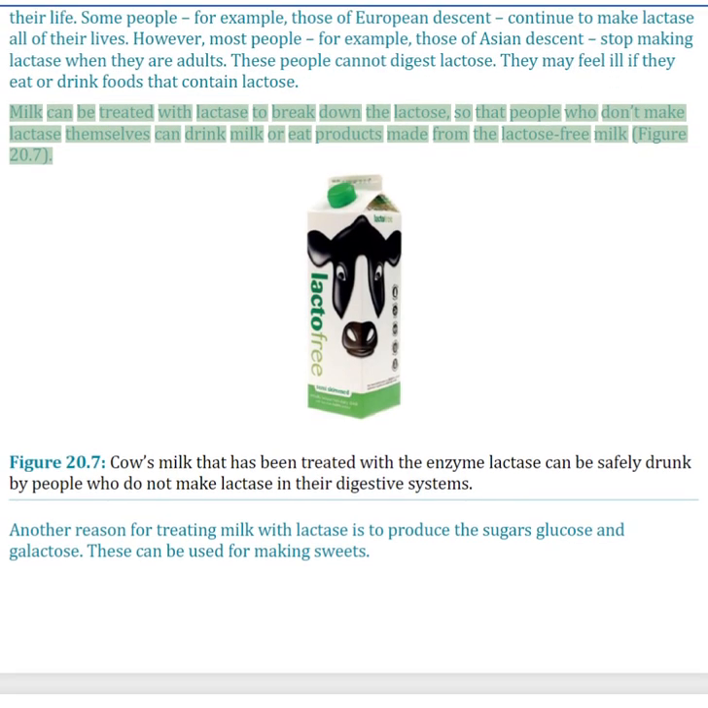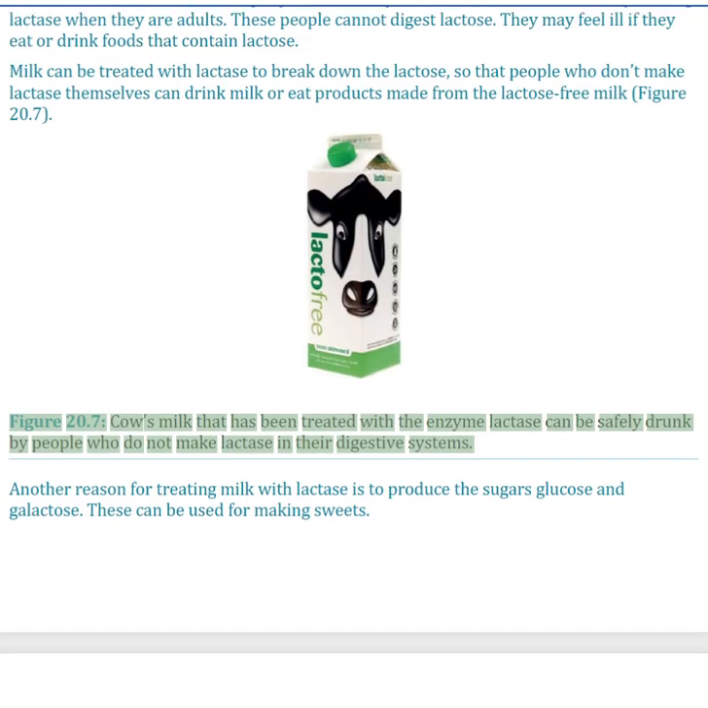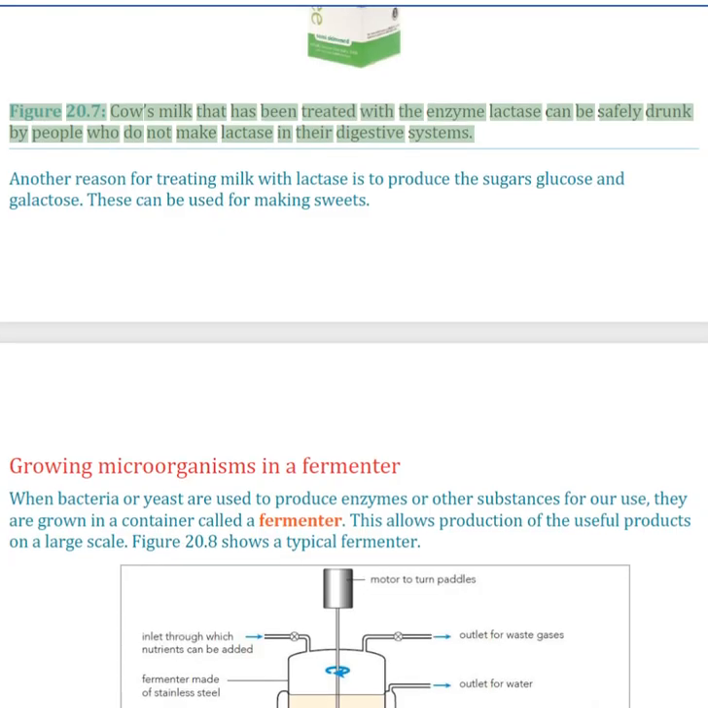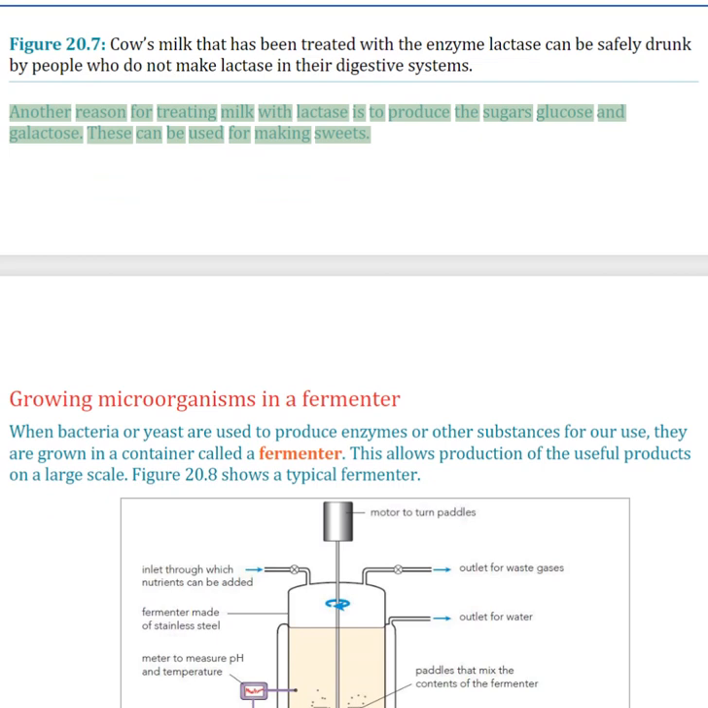Milk can be treated with lactase to break down the lactose so that people who don't make lactase themselves can drink milk or eat products made from the lactose-free milk. Figure 20.7, cow's milk that has been treated with the enzyme lactase can be safely drunk by people who do not make lactase in their digestive systems. Another reason for treating milk with lactase is to produce the sugars glucose and galactose. These can be used for making sweets.